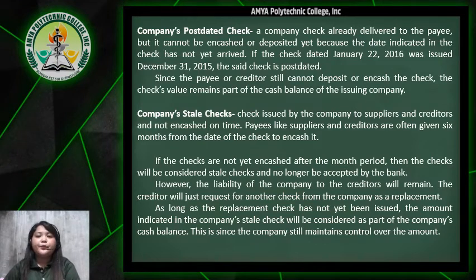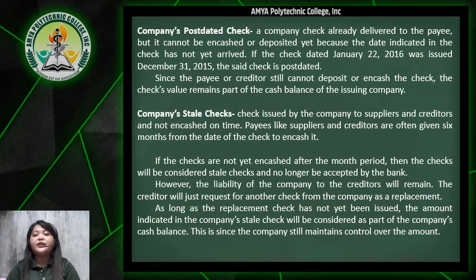For example, if the check is dated January 22, 2016 and was issued on December 31, 2015, the said check is post-dated. Next is the last one, we have the company's stale checks. These are checks issued by the company to suppliers and creditors and not encashed on time. Payees like suppliers and creditors are often given 6 months from the date of the check to encash it. If the checks are not yet encashed after the period, then the checks will be considered stale checks and will no longer be accepted by the bank.